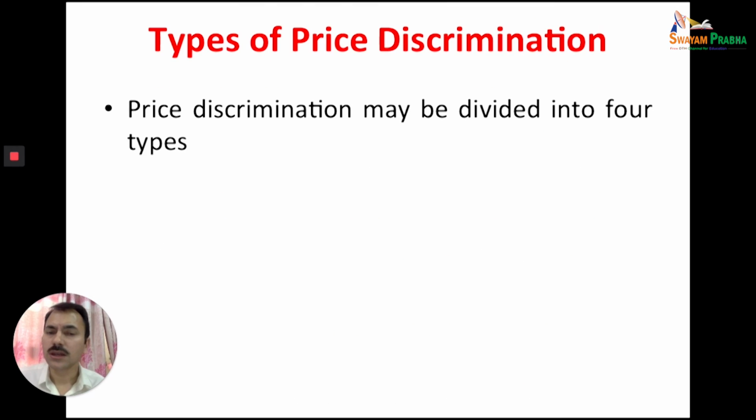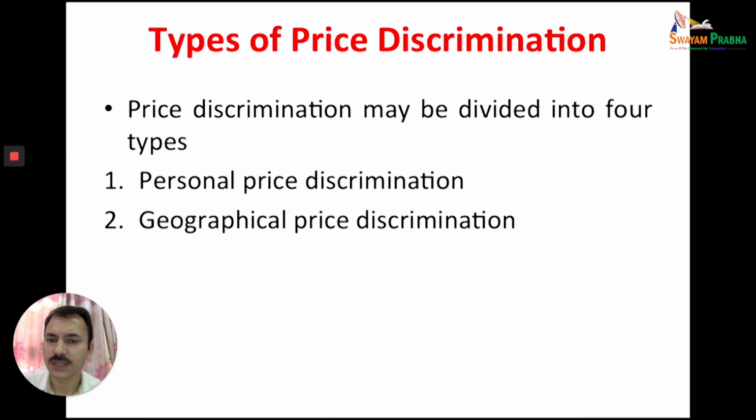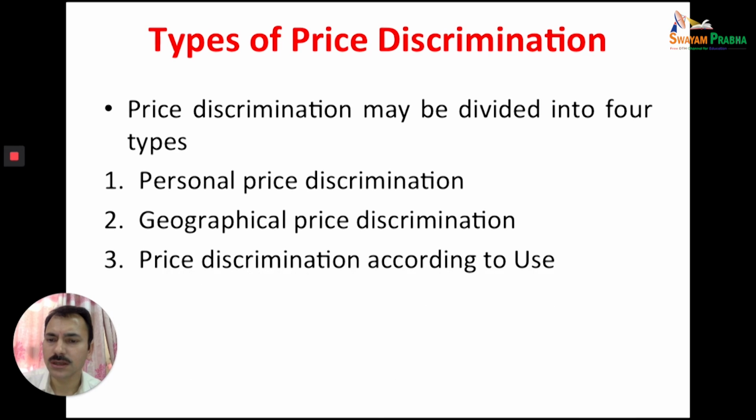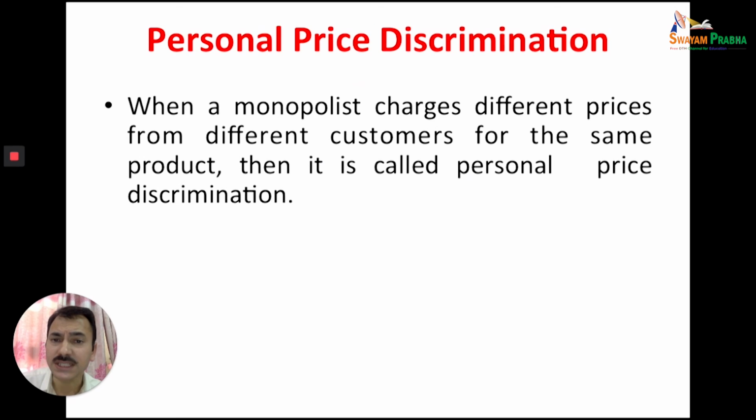Let us discuss the types of price discrimination. Price discrimination may be divided into four types: personal price discrimination, geographical price discrimination, price discrimination according to use, and price discrimination according to time. Now, first, personal price discrimination. When a monopolist charges different prices from different customers for the same product, then it is called personal price discrimination.